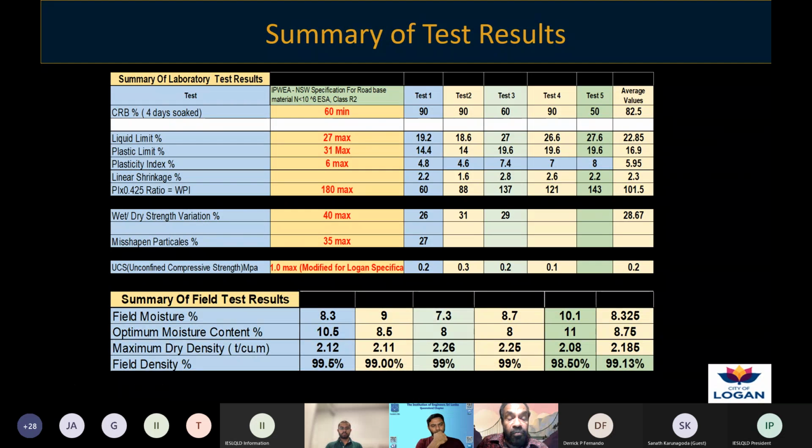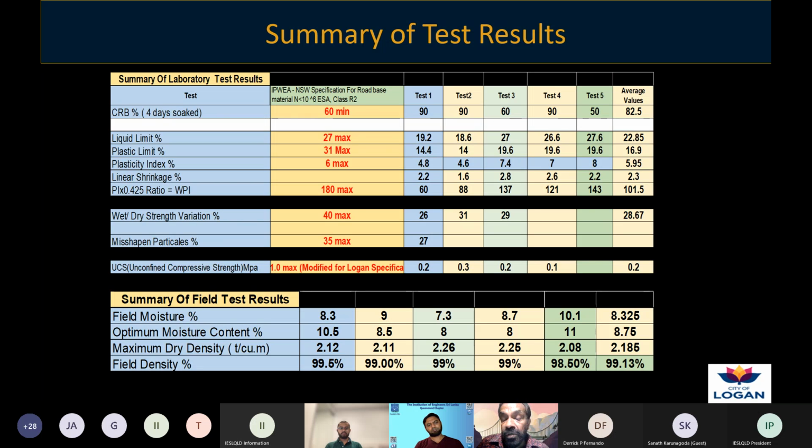Now you can see the field density test, and the field moisture content was lower than the optimum moisture content. And what does that mean actually? People did not add adequate water at the site. So we have to fix this issue.